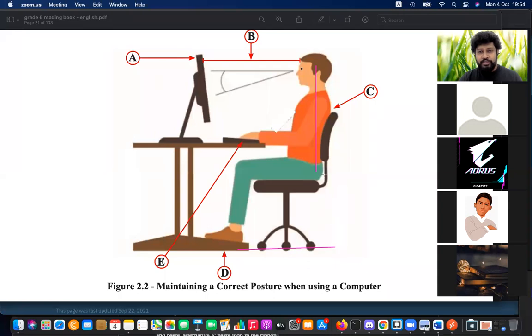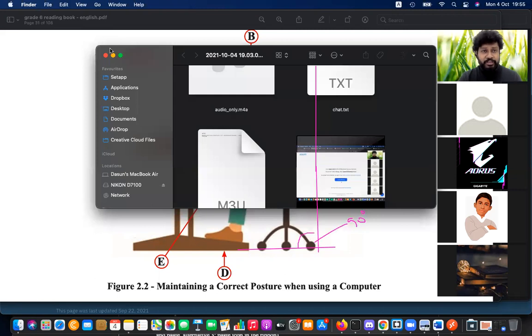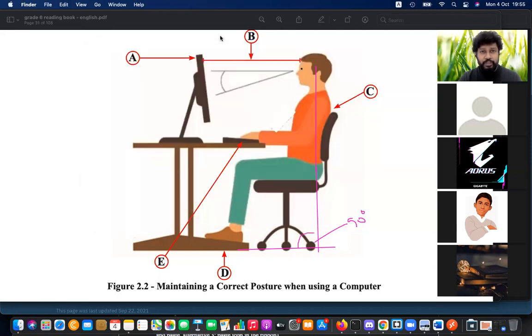Right? This is the floor, and this is your posture, back and the neck. You can see it's straight, perpendicular, like 90 degrees. So closer to 90 degrees, you have to maintain that posture. And here you can also see your legs and arms are parallel to the floor.